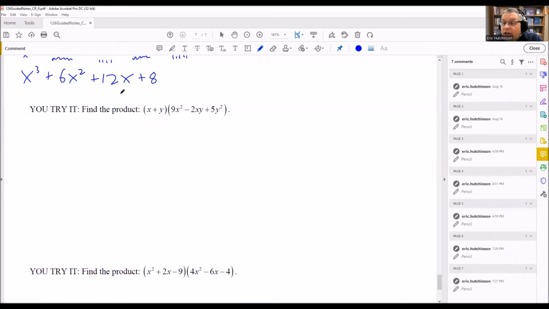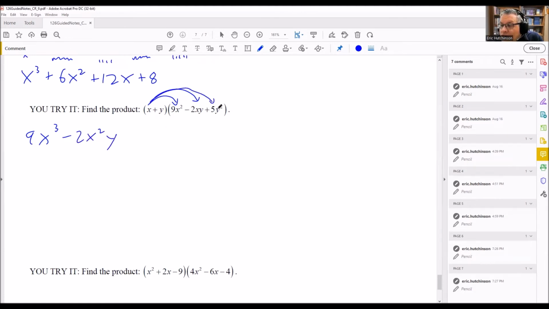Now we have one that has 2 different variables that we're multiplying together. So we're going to do x times everything, and then we're going to do y times everything. So kind of the same thing we've been doing before. So we're going to do x times that. We're going to do 9x cubed, and then x times this. So when you multiply this, the x is going to multiply by the x here and become a square. So it's going to be negative 2x squared y.